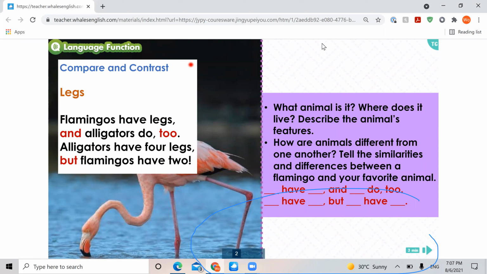All right, last class, we learned how to compare and contrast between two animals using the Venn diagram. Are you ready to compare between two animals? Great. What animal do you see here? That's correct. It's a flamingo. Let's learn about the flamingo, and then we'll answer some questions.